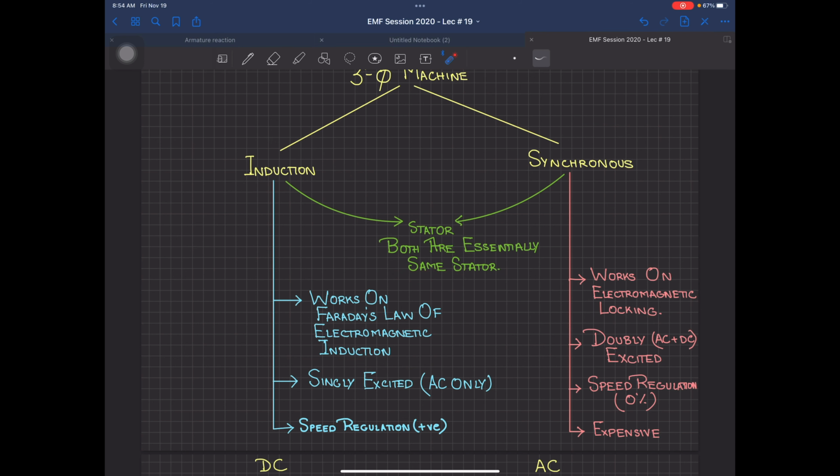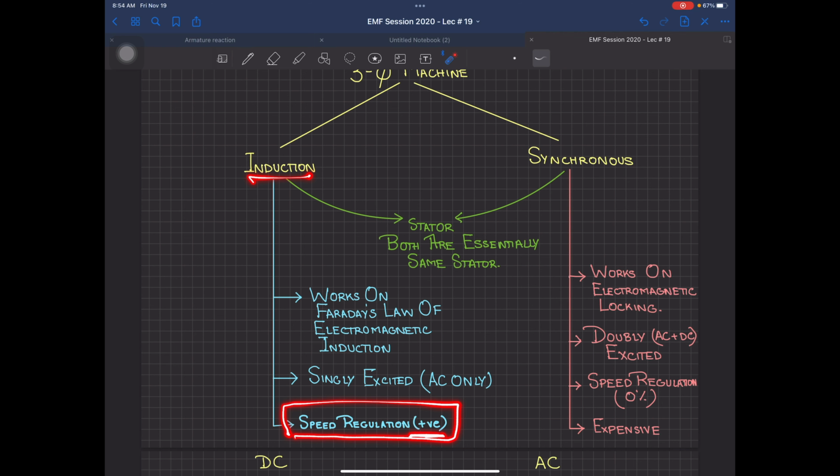For an obvious reason, if you just scroll down, look over there, it is written speed regulation. I hope you still remember what speed regulation is. That when you add load, how the speed reduces down. In an induction machine, speed regulation is positive. The speed reduces down when you apply load.